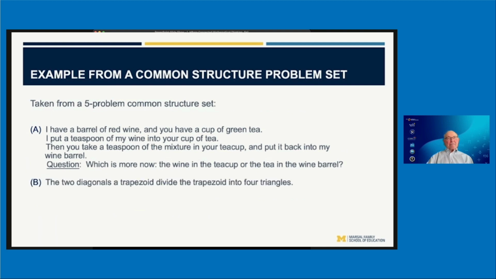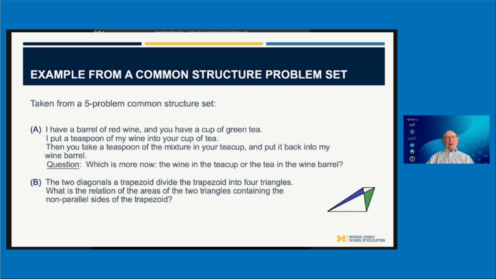So that's problem A. Problem B, the 2 diagonals of a trapezoid divide the trapezoid into 4 triangles. What is the relationship of the areas of the 2 triangles containing the non-parallel sides of the trapezoid? So to see what's going on in this fairly technical statement, you can see the picture, and what it's basically asking you about this trapezoid is the relationship between the area of the blue triangle and the green triangle.